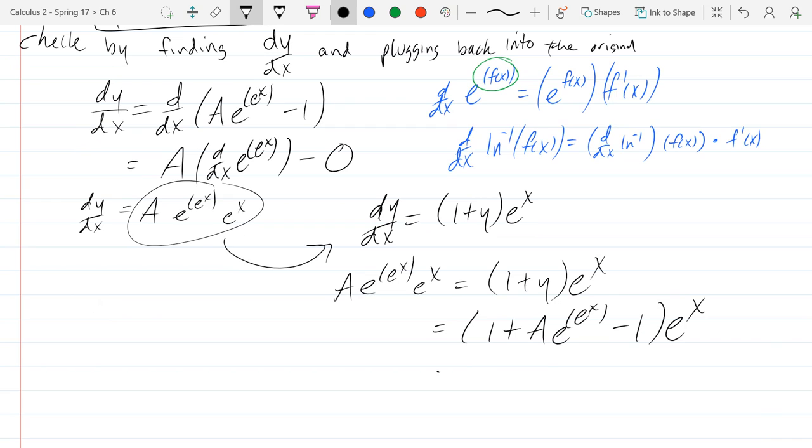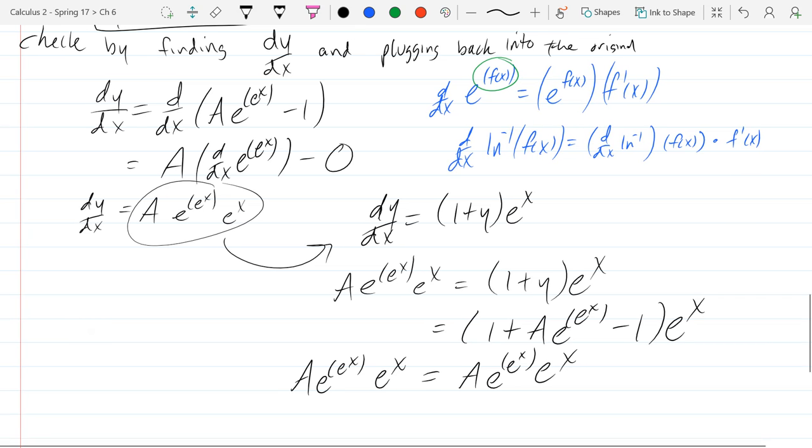Plus 1 minus 1 cancels, no problem. A e to the e to the x times e to the x equals A e to the e to the x, e to the x. Looks good. They're both the same. So checking is not just finding the derivative, but finding it and then carefully plugging it back in.